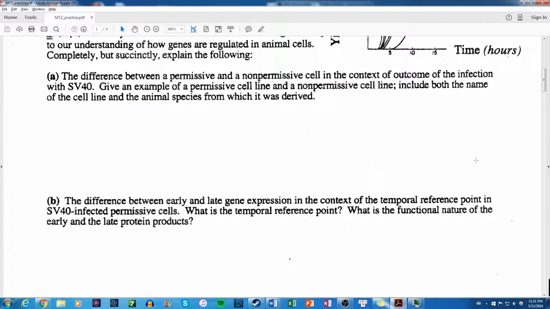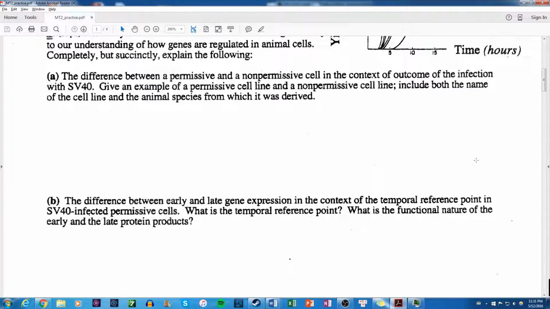Question B, the difference between early and late transcript gene expression in the context of temporal reference, was the functional nature of the early and late protein products. So this question is testing your understanding of what a temporal control point of gene expression is, as opposed to a spatial control point.